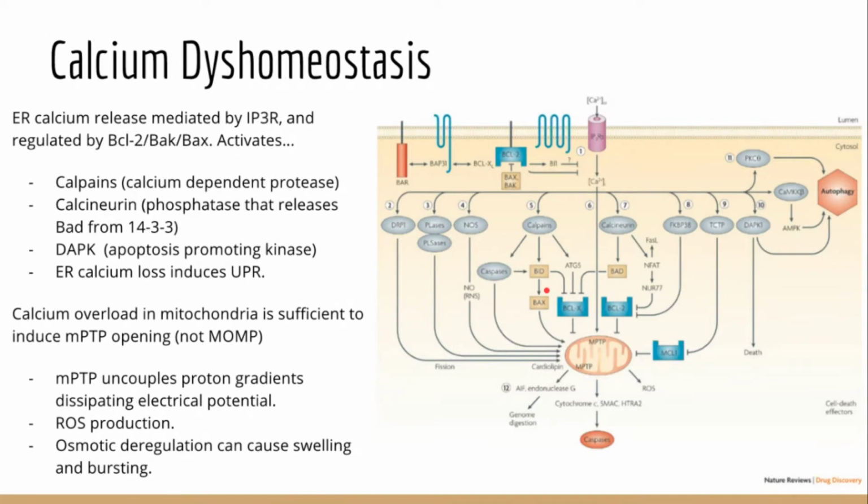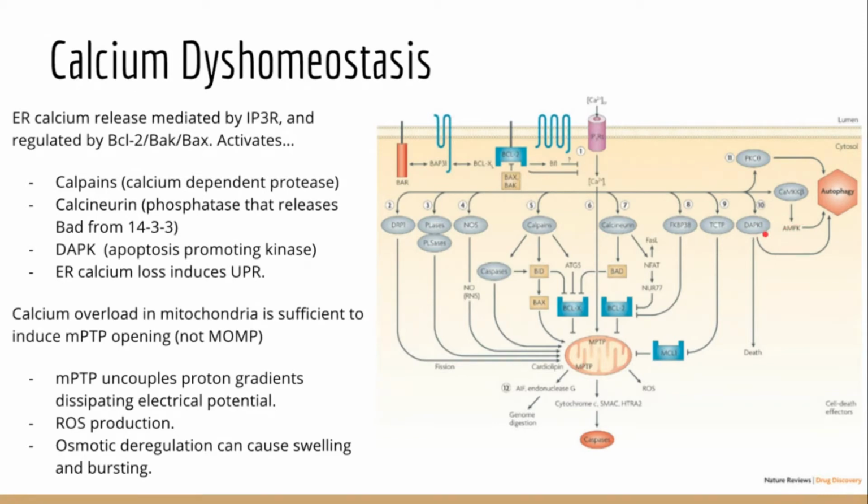Cytoplasmic calcium can also activate the phosphatase calcineurin right here. We talked about this earlier. Calcineurin is able to activate BAD by removing its inhibitory phosphate that caused it to bind the inhibitory 14-3-3 protein. And so by removing the phosphate right here, it's able to bind BCL-XL and induce apoptosis.